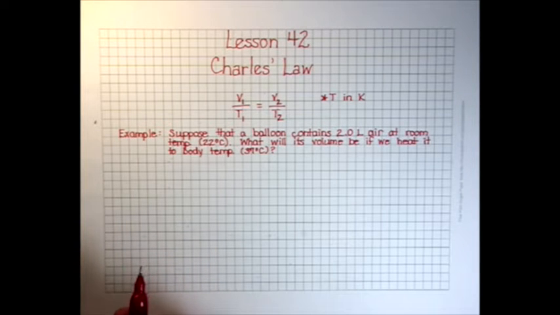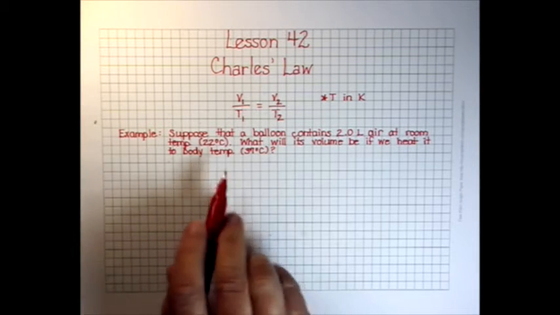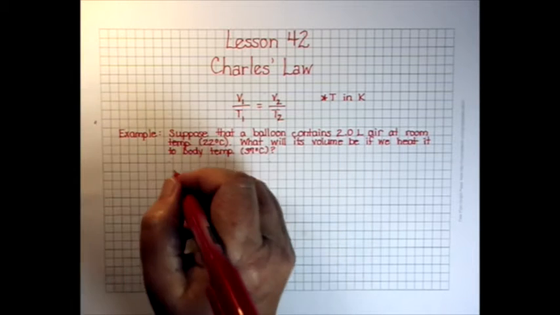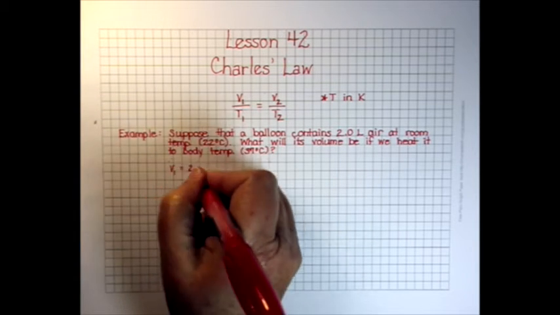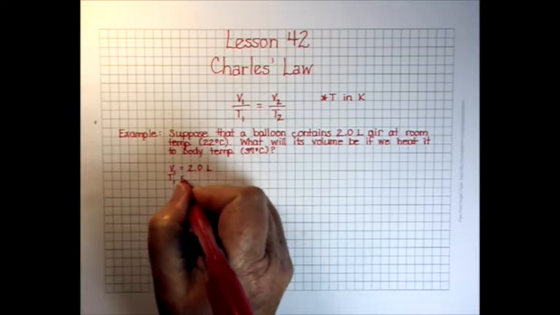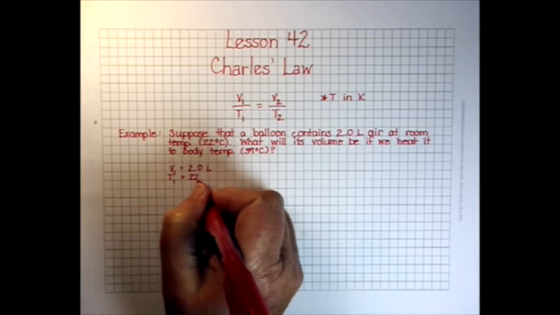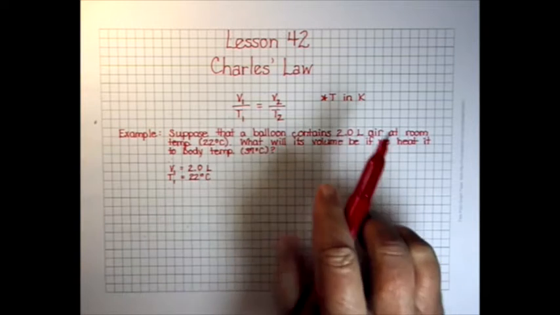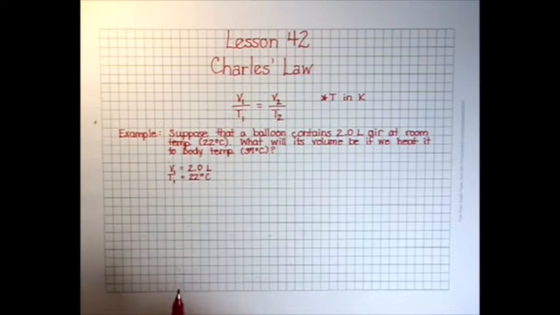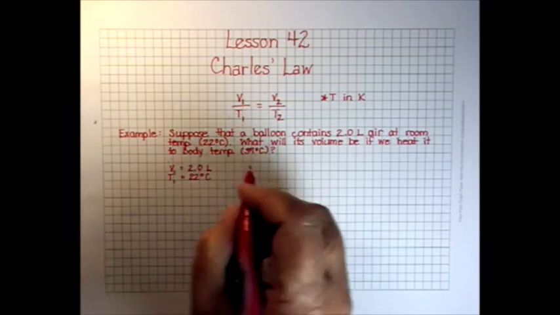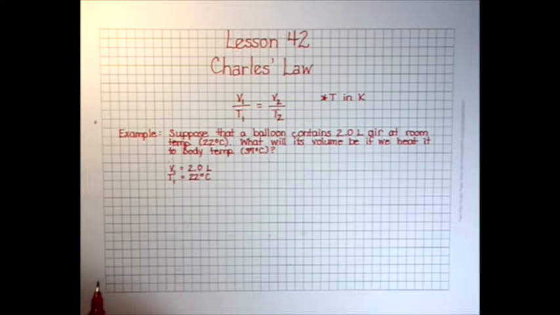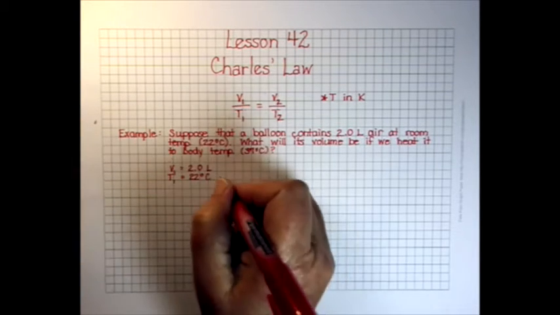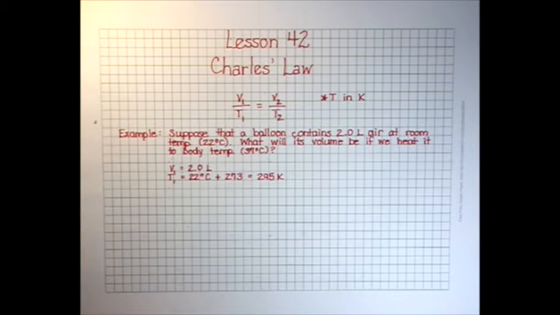All right, as we read along, let's list our numbers. Our first volume is 2 liters. Our first temperature is 22 degrees Celsius. And you say, but you said the temperature has to be in kelvins. Well, so it does. And so to this, we're going to have to add 273 to convert that into kelvins. And I find that it prevents trouble if I go ahead and do that the second I write it down.